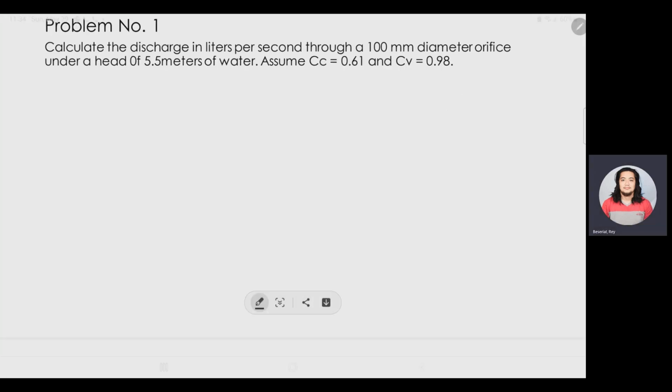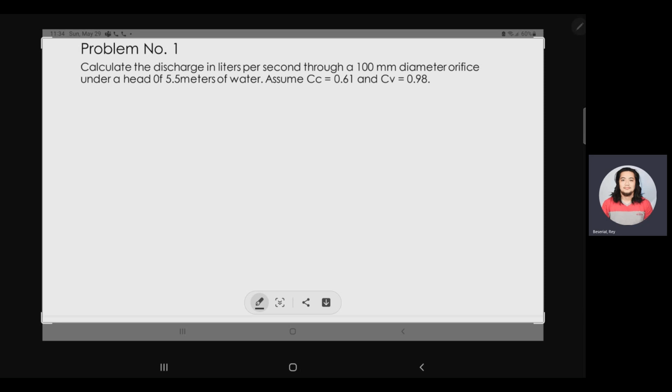calculate the discharge in liters per second through a 100 mm diameter orifice under a head of 5.5 meters of water. We will assume that the coefficient of contraction is equals to 0.61, and then yung coefficient of velocity is 0.98. So, kukunin natin yung ating discharge, right?